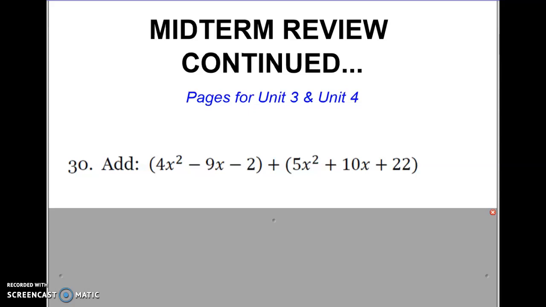So remember, when you're adding, we're really pretty much just looking for like terms. So if we were to find the terms that have the matching variables and exponents, the 4x squared and the 5x squared can be combined, and then the terms that only have x's can be combined. And I'm kind of going in order from the greatest exponent down to the lowest exponent.